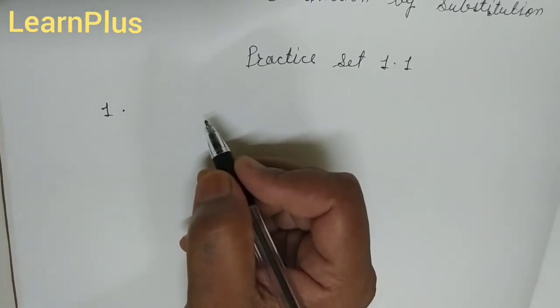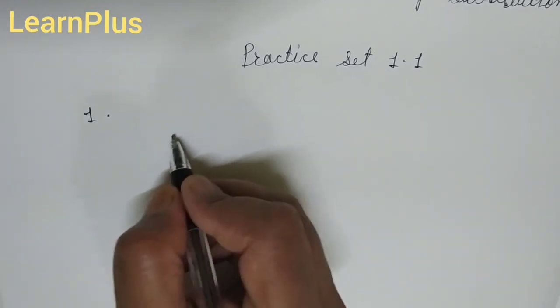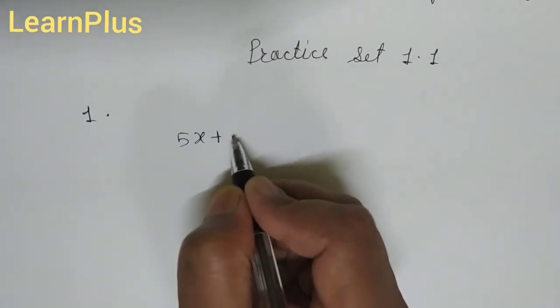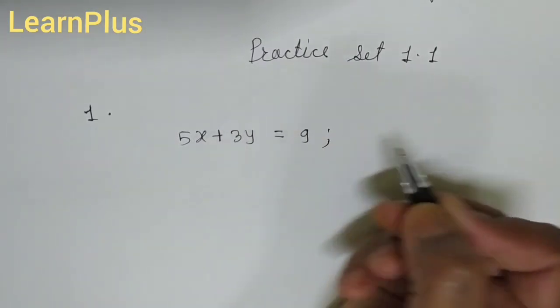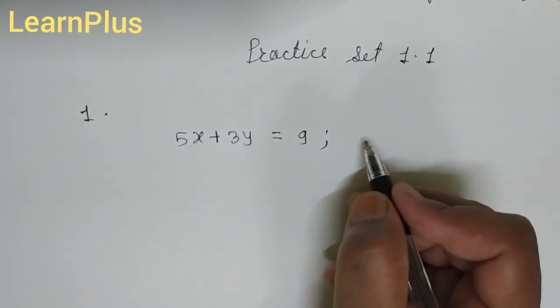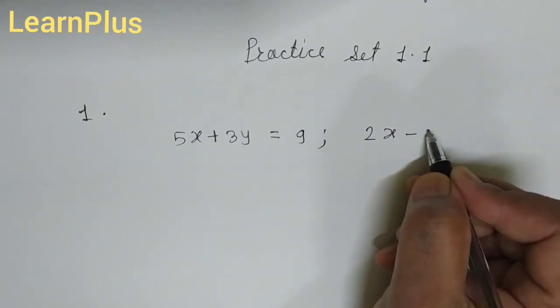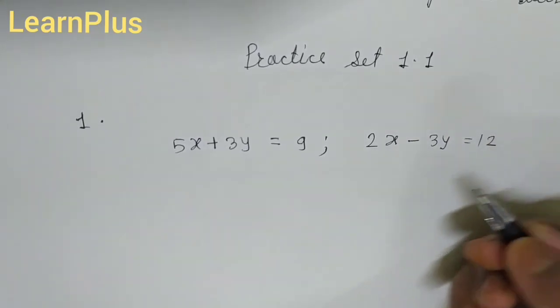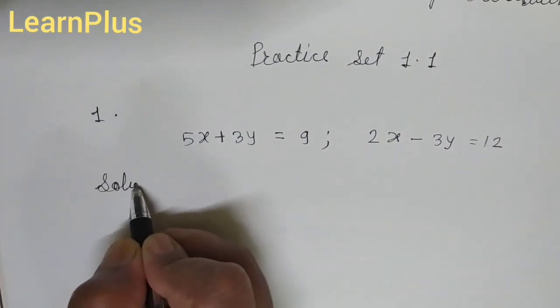Complete the following activity to solve the simultaneous equations. They have given here one equation, 5x plus 3y is equal to 9, and second they have given 2x minus 3y is equal to 12. Now how to solve this one? We'll see that. Solution.